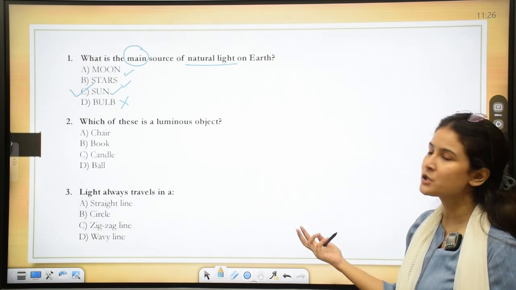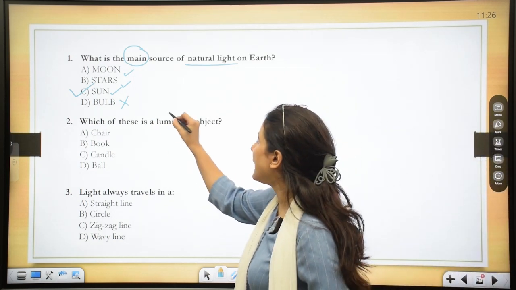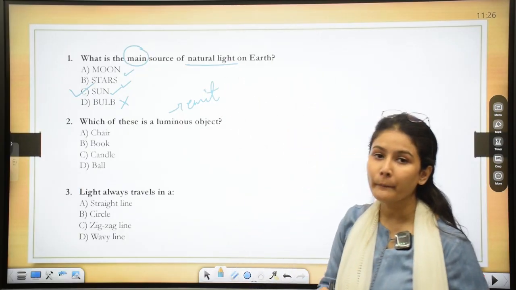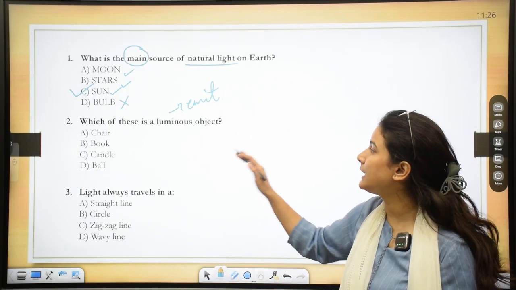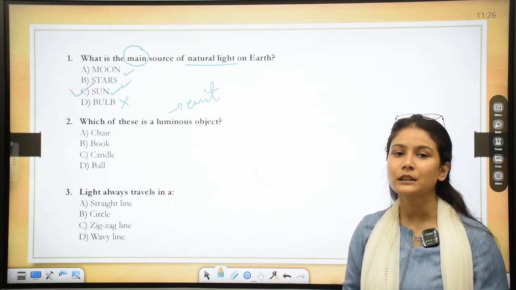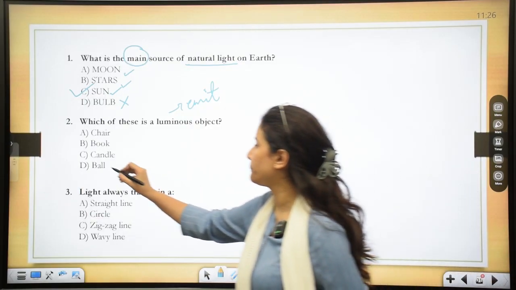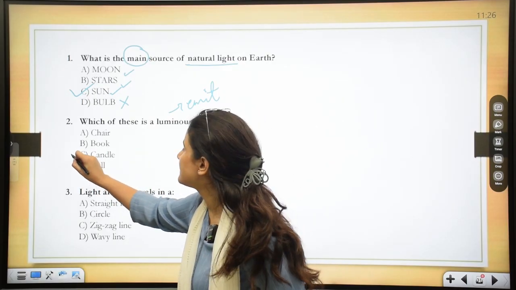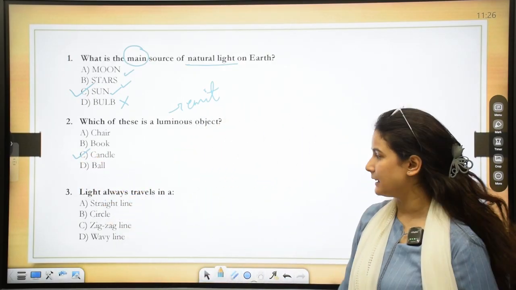Which of these are luminous objects? What are luminous objects? Those that emit their own light. They do not need energy from anybody, from electricity, your cells, or any other machine. They emit their own light. Chair, book, candle, or ball? Yes, you guessed it right again, it is the candle.